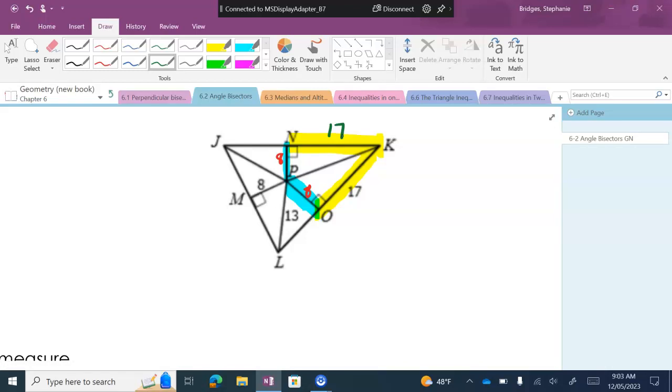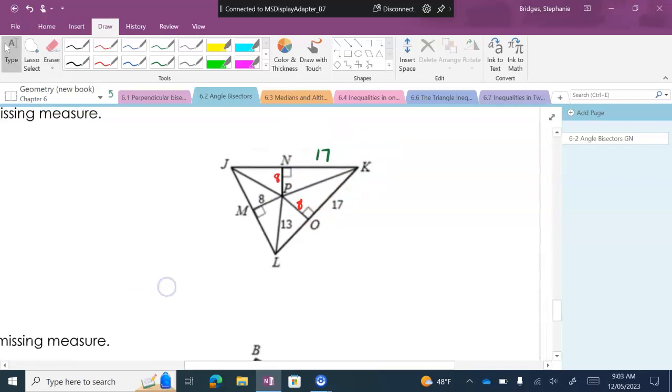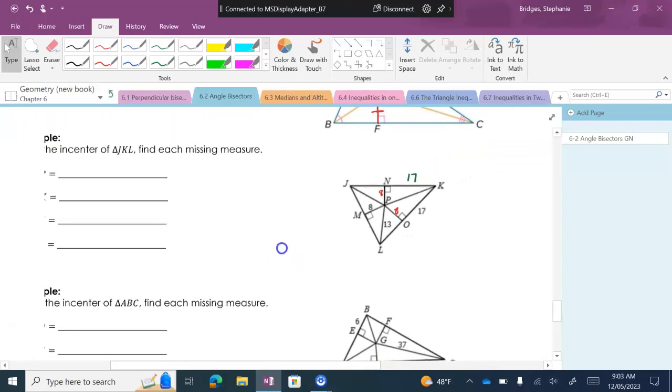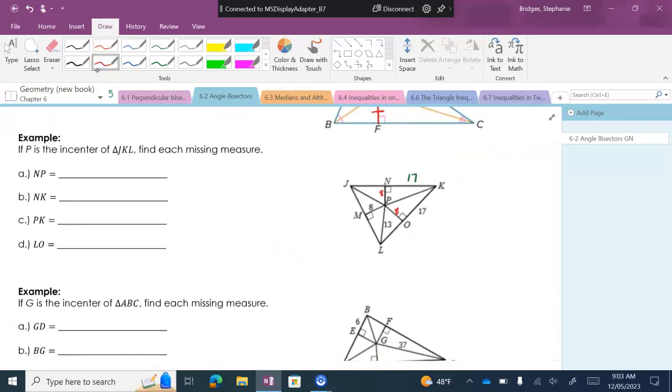Is there anything else that I'm given in this picture? I'm given the 13, right? Do we know that that side PL is congruent to any other side? No, not with an incenter. So let's take a look at what they're asking us for. What's the first segment they ask us for? NP, and what did we label NP as? 8. Then they're asking me for NK. Did we label that one? Yes, 17.